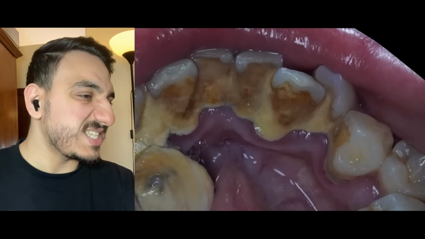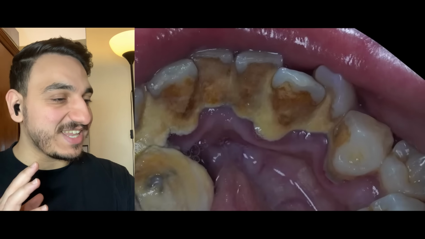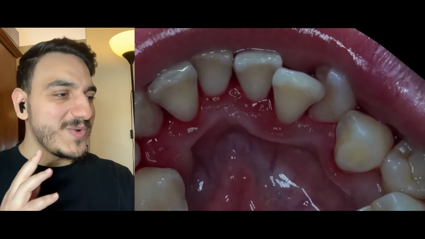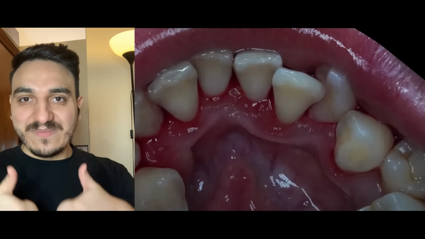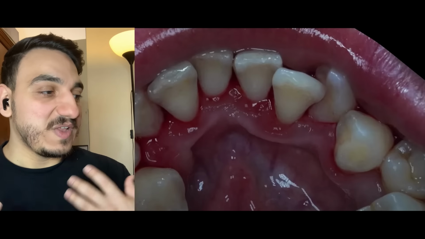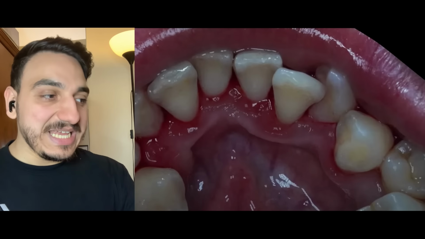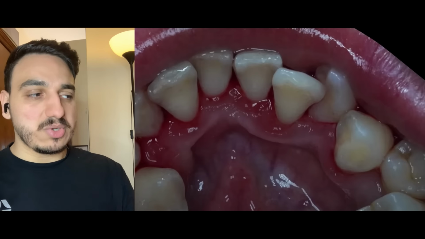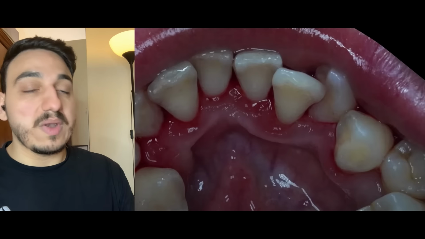So far, so good. This is the before, and let's see the after. Whoa, really some amazing result. To be fully honest, the teeth look clean. There's crowding, as I said. Most probably they will need to see an orthodontist.